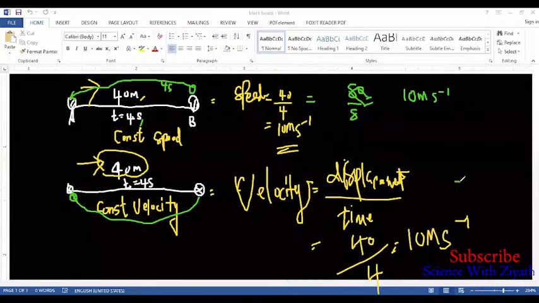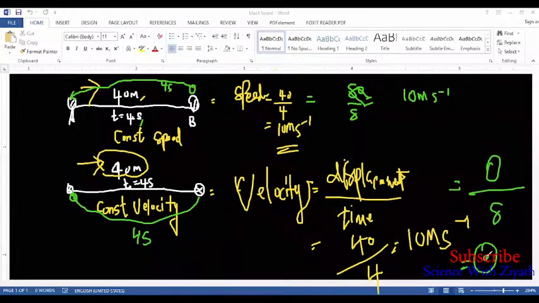Now displacement is how much? 0. And the time taken is 4 seconds and 4 seconds, so this is 8 seconds. Now the velocity is what? Mean velocity is how much? 0. So this is how we should do this one. The total distance and the total displacement, basic idea. You must know it.